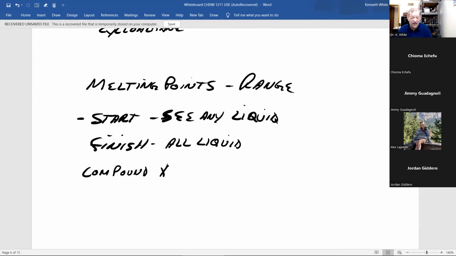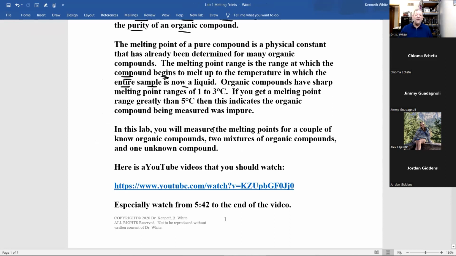Thank you. All right, you have compound X, and the first place where you see any liquid in the tube where you're measuring the melting point is 101 degrees Celsius. And at 103, it's all liquid. The melting point for compound X is 101 to 103. Now, pure compounds have sharp melting points. And if you don't get the right melting point, you know it's impure.